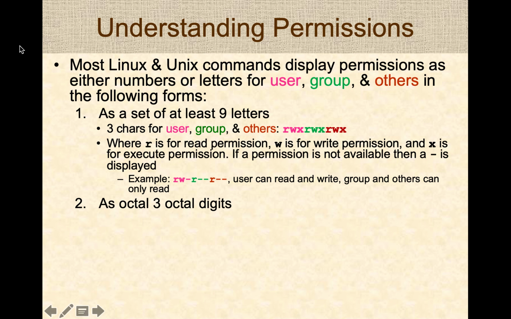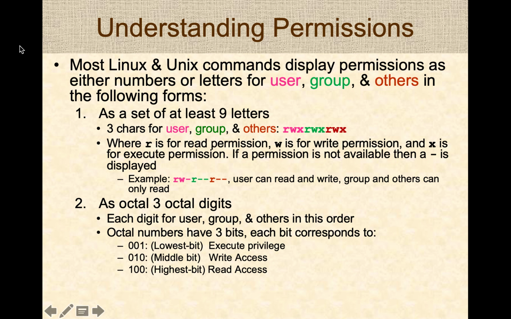Sometimes these permissions are displayed as octal digits, where each digit corresponds to the user, group, and others. So these octal numbers, keep in mind, have 3 bits, and each one of these bits corresponds to the execute privilege, the write privilege, and the read access. So the lowest bit is for the execute privilege, the middle bit is for write, and the high bit is for read.